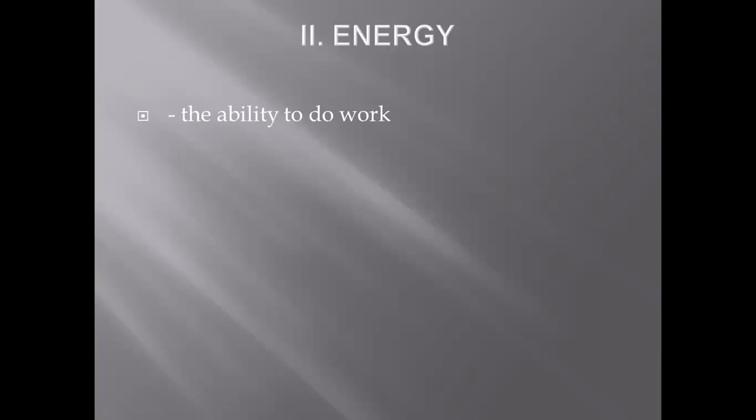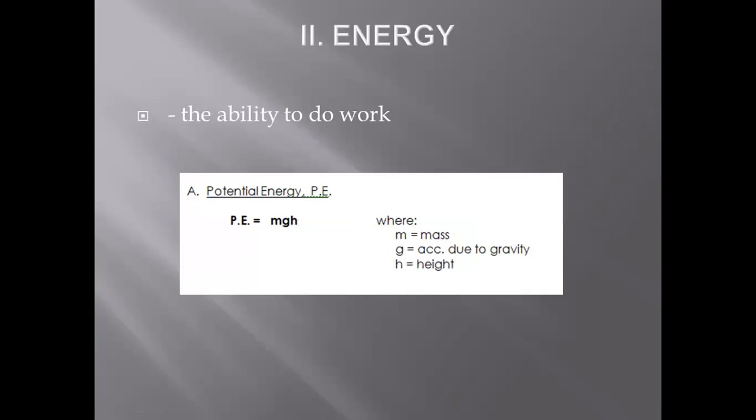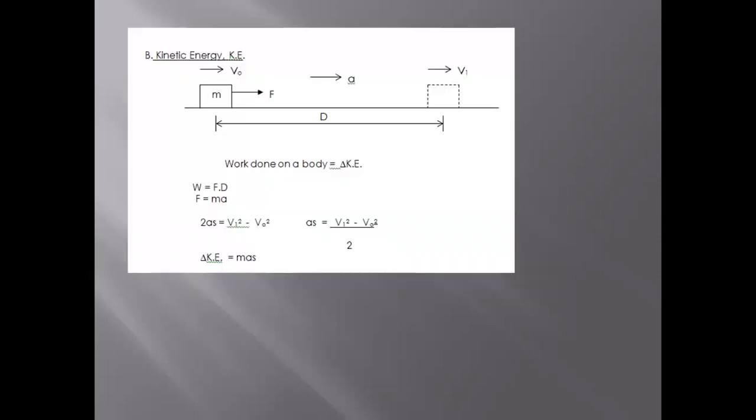Now let's proceed with the second parameter, your energy. Energy is actually the ability to do work. So we have the first type of energy, the potential energy or PE. PE would be equal to the product of the following parameters: mass, gravity, and height. Then we have the third one, your kinetic energy.